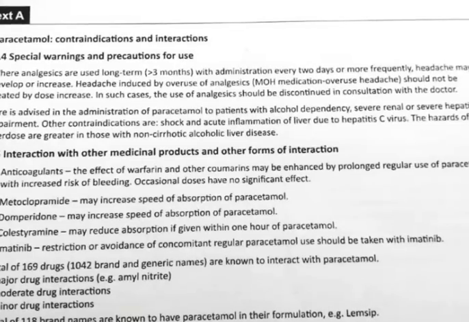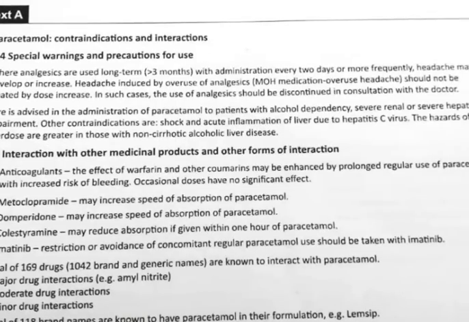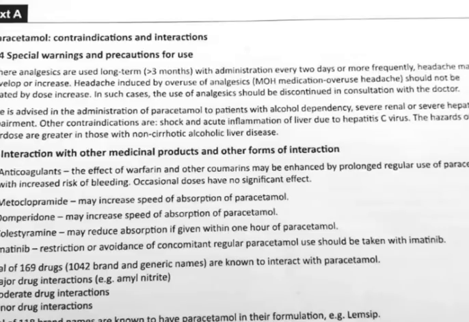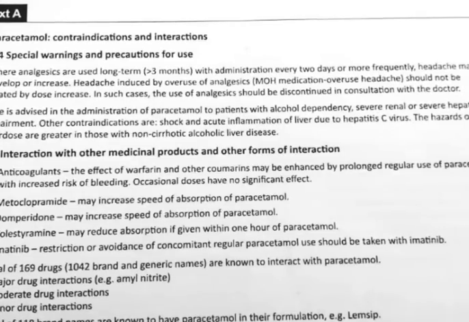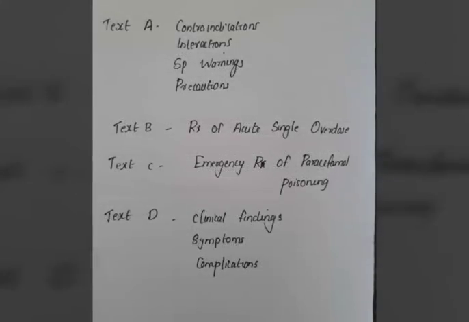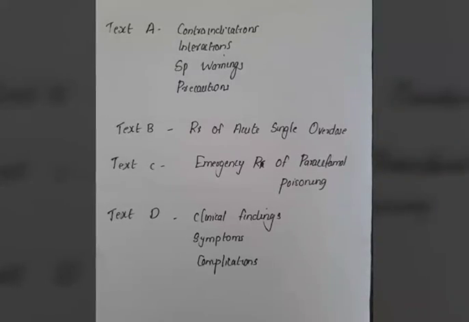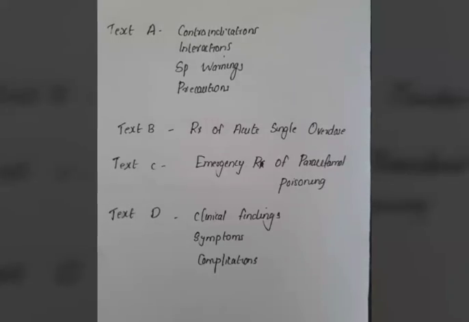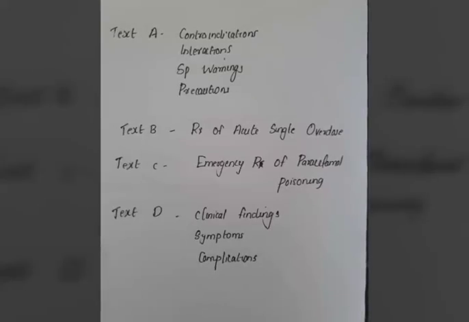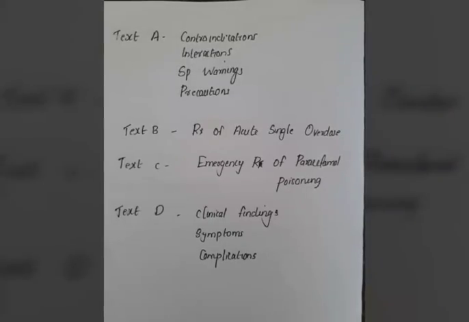You are supposed to take at least 30 seconds. In that time, if possible, make a note on each paragraph. It is not necessary to read the full paragraph. Just write down the headings and subheadings for each text. Text A contains contraindications, interactions, warnings and precautions. Text B contains treatment for single overdose. Text C contains emergency treatment of poisoning, and text D contains clinical assessment findings, symptoms and complications. I will explain the real use of this.